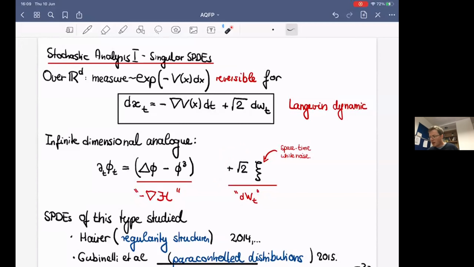And so SPDEs of this type have been studied a lot over the last years, and very prominently, of course, Martin Hairer's work on regularity structures. This SPDE that I wrote here was one of the very first examples that was treated within this framework of regularity structures, and then there are also, of course, these works by Massimiliano Gubinelli and collaborators on paracontrolled distributions that also looked at this equation.